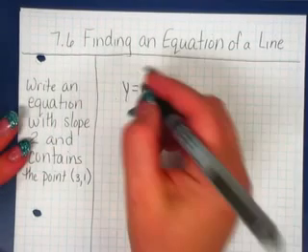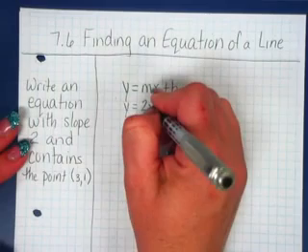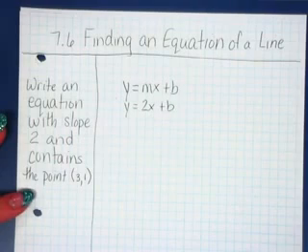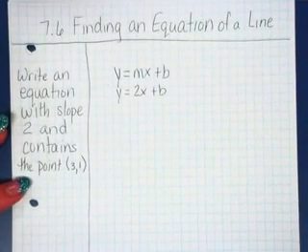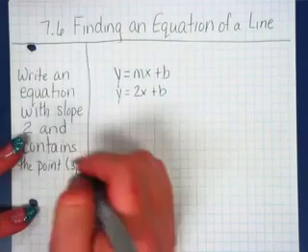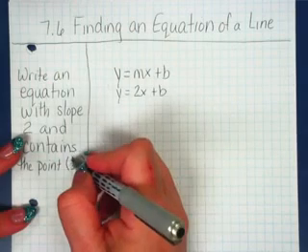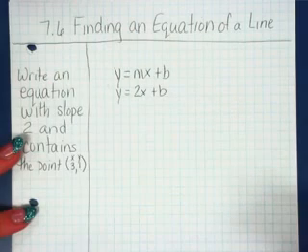So we know what our slope is. Our slope is 2, but we don't know our intercept. We know a point that belongs on our line, and that's it. So what we're going to do is plug in this point and solve for b, because we know an x and we know a y. So we can find our b.